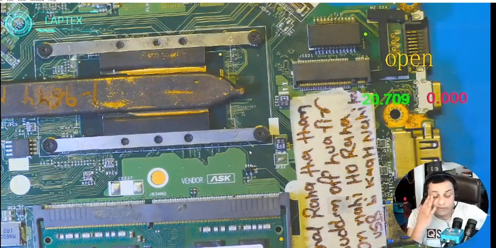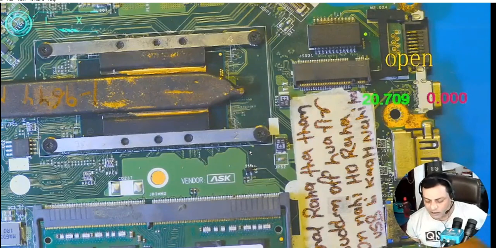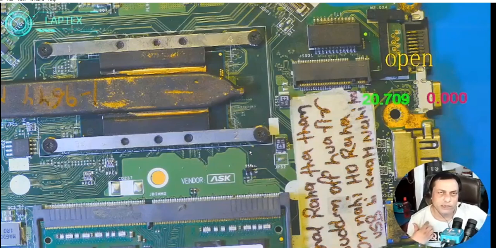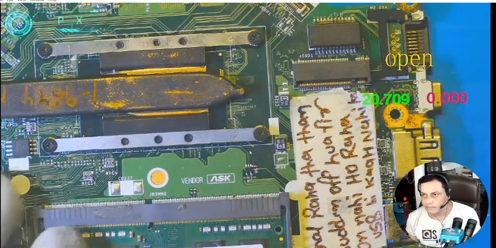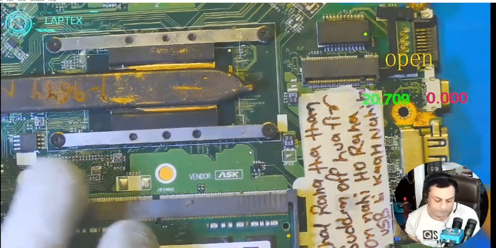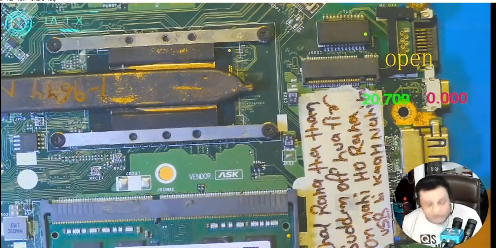In USB, if USB is not working, what you have to look into in the schematic. If any type of SATA, whether that is PCIe, M.2 or M.3, is not working, then how you have to check in the schematic. And if sound is not working, how you can repair those types of problems. So let's begin.